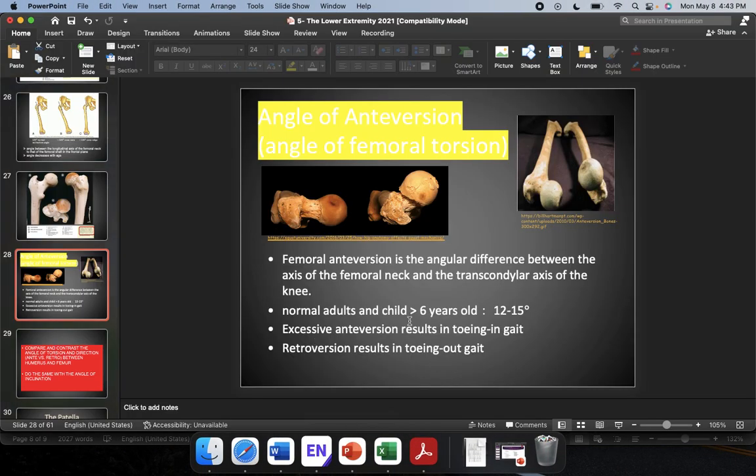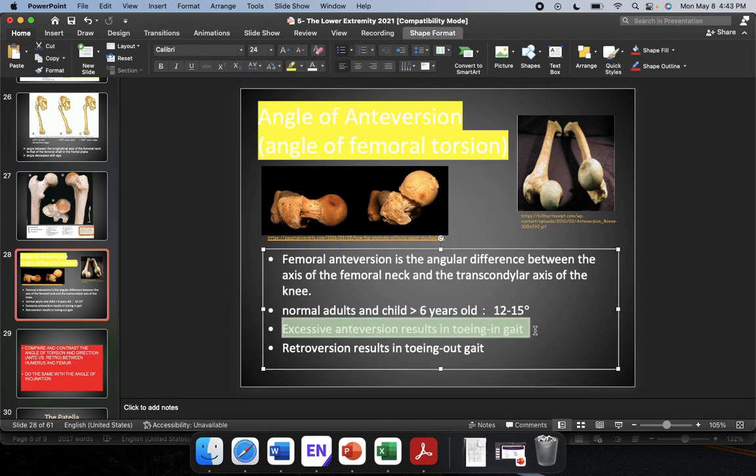So I'm going to slide back to this slide. And I'll try to demonstrate this a little bit in class. If we have excessive anteversion, try to think about this in your mind. If we have excessive anteversion, that anteversion is going to have to still fit into the acetabulum on the os coxa. So as that femur becomes more anteverted, the entire bone has to rotate to still fit into the acetabulum, and it will result in toeing in.